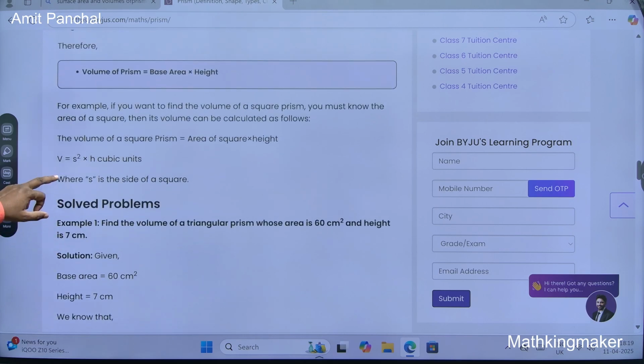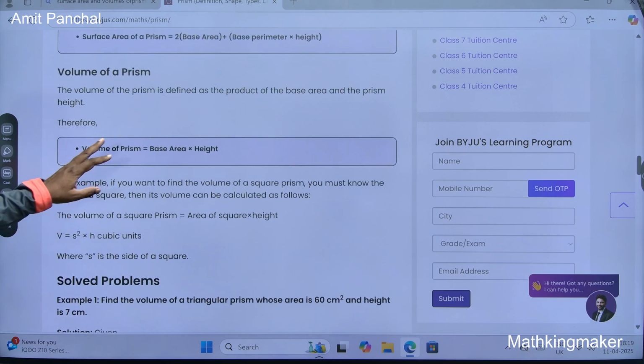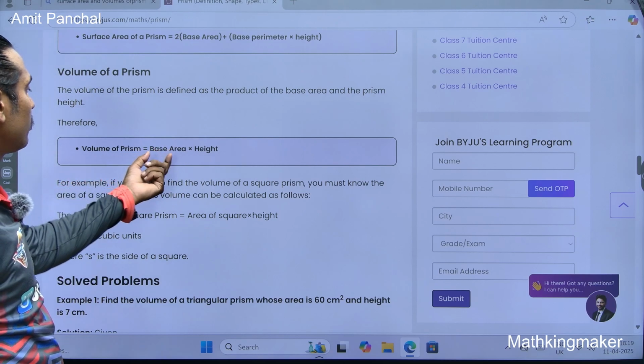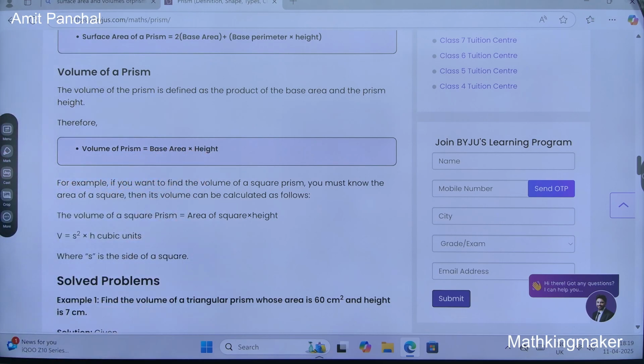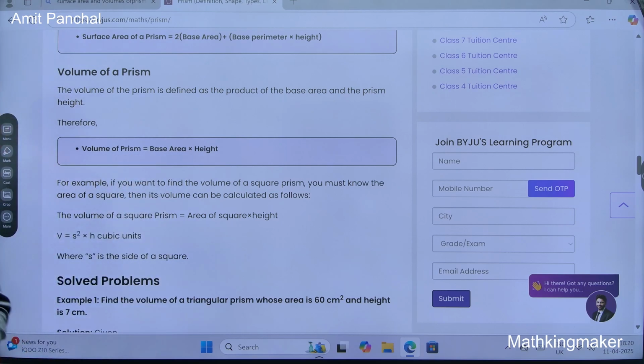Okay, now this is a question. Find the volume of a... okay, the volume of the prism is nothing but base area into height. That is very, very simple. Area of the base into height. And that is a very common formula of volume: area of base into height.